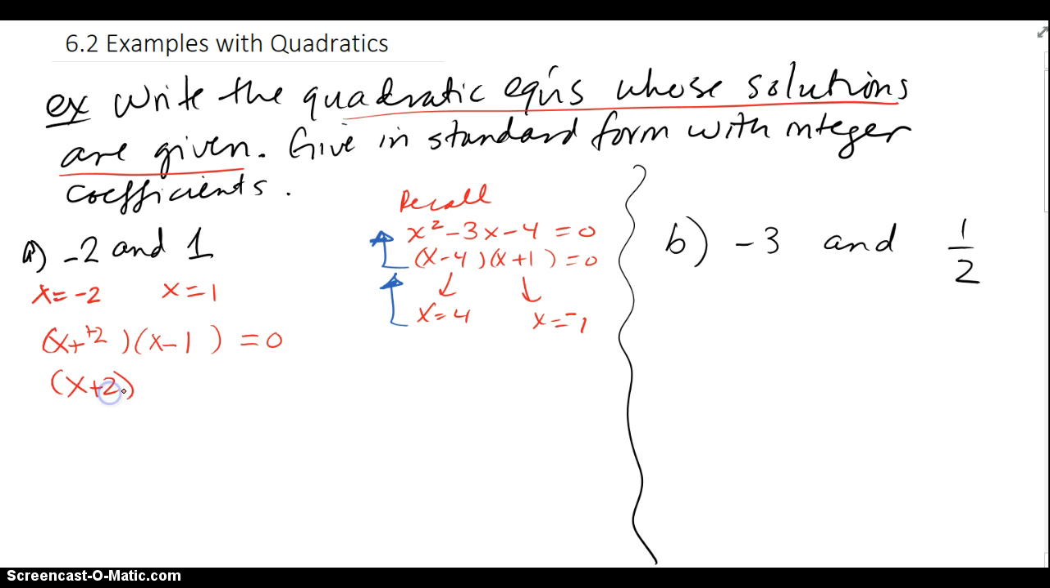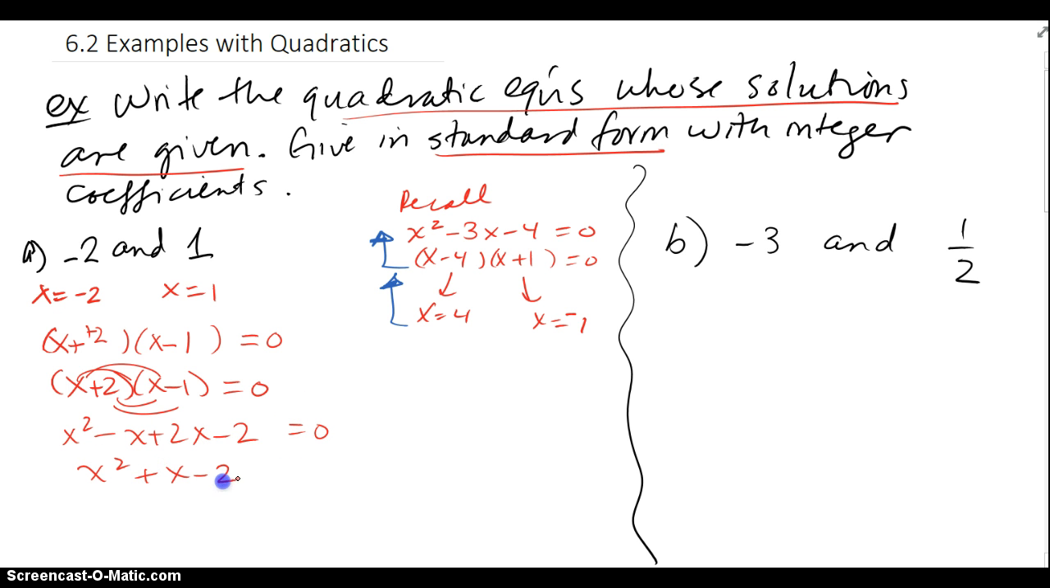So I have (x plus 2)(x minus 1) equals 0. That's really my quadratic equation, but it said give it in standard form, so I've got to multiply this out. That's going to be x squared minus x plus 2x minus 2 equals 0. x squared plus 1x minus 2 equals 0, and that must have been the quadratic equation that led me to come up with these two answers, -2 and 1.